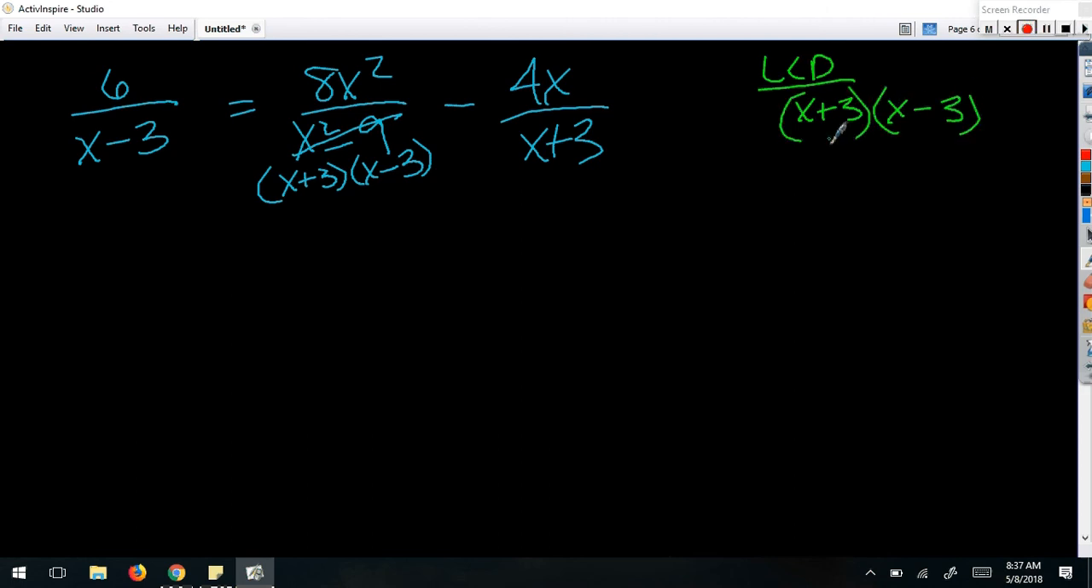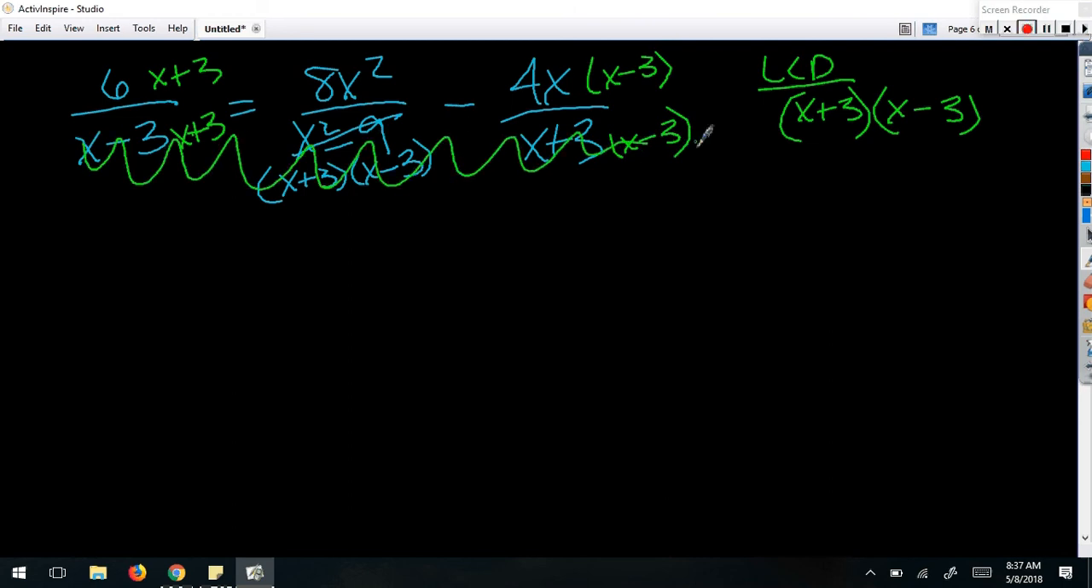Do they say equals 4x or minus 4x? Minus. All right, what's the first one missing? x plus 3. What's the second one missing? Nothing, it's good to go. How about the last one? x minus 3. Are we all in agreement that the denominators are now all the same? So drop them off.